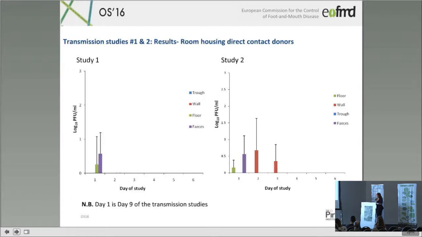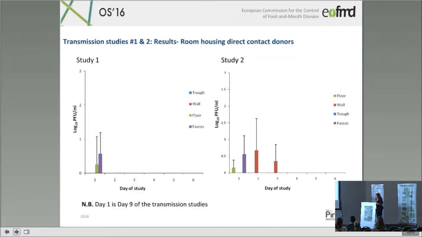You can see from the table, this is from room 2. So this is the room with the direct contact donors. And just for reference, day 1 is day 9 of the transmission study. So this was directly after the 24-hour contact challenge, environmental challenge.